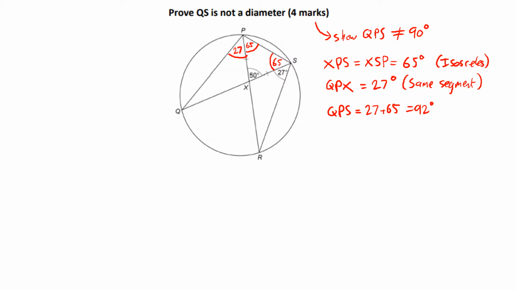And we could say, okay, so QPS is not a right angle, therefore QS not diameter. Those three little dots stand for therefore, by the way. I don't know why, but I do know that if you finish a proof, we're going to use the proof square. Statement is proved, QS is not a diameter.